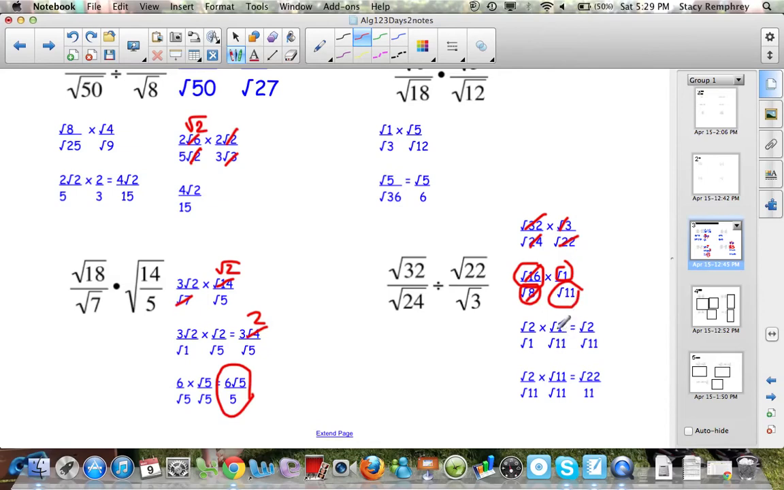Again, look at the right fraction. That didn't change. I multiplied across the top and the bottom. I said, wait a second, I can't leave my answer like this. There's a square root in the denominator. So I multiplied top and bottom by the square root of 11, and I got to the square root of 22 over 11.